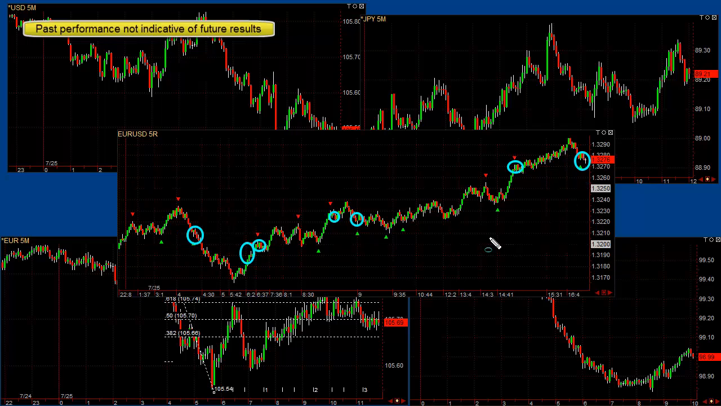But the majority of the signals on here, as you can see, generated at least 10 or 15 pips, or at least went up a little bit, allowing you to get out with a 5 or 10 pip profit, or at least 5 pips. So that's come along pretty well.